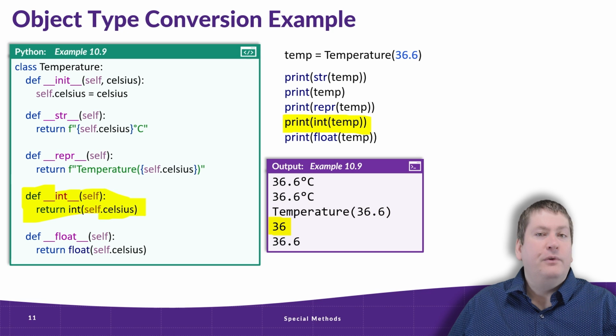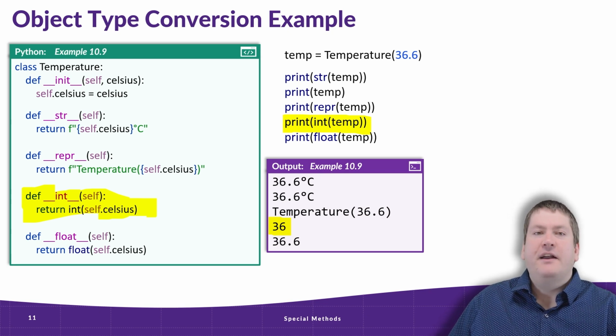Now we're sending it to the int function, which converts it to an integer. So that calls our code here, which uses the int function to convert Celsius into an integer. This simply just chops off any decimal places. It's important to note here that the call to the int function inside the int special method isn't calling itself, it's not a recursive call. It's calling the int special method on the integer object, that is Celsius. It's not calling the int on the temperature object.